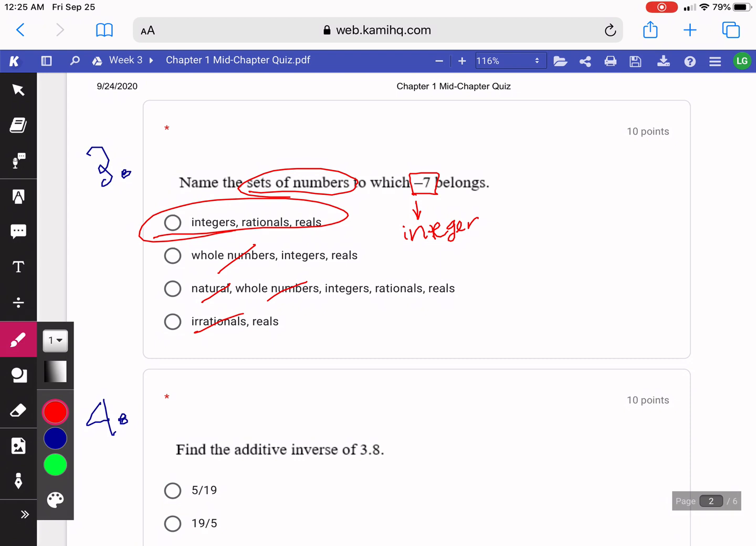So natural numbers would be like 1, 2, 3, 4, etc. Whole numbers include the number 0. Your integers include the negative whole numbers. And then your rationals are just numbers that can be written as fractions or decimals. This could be written negative 7.0, and all numbers are real.